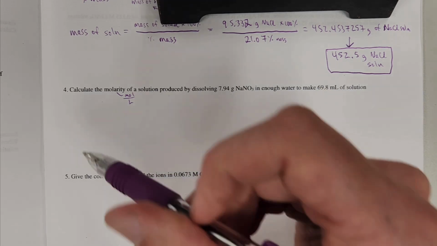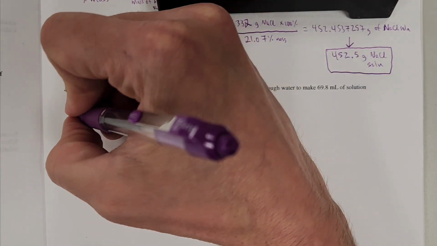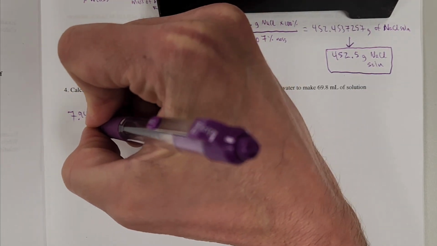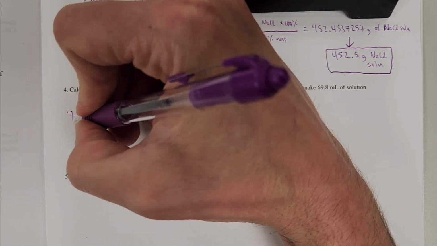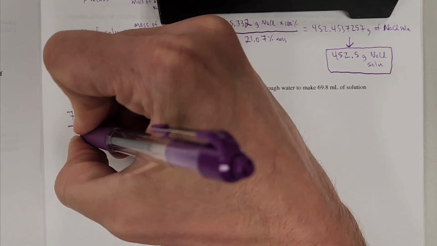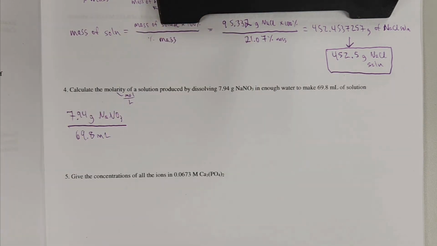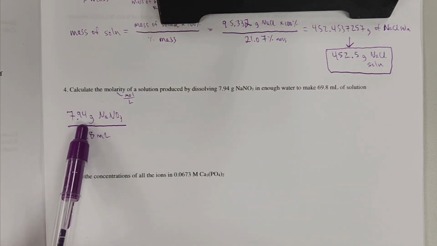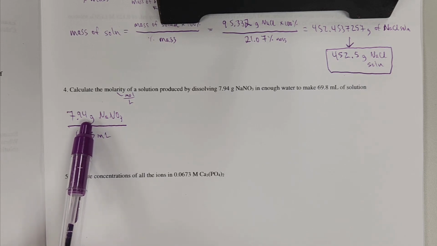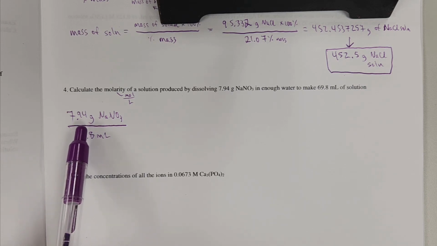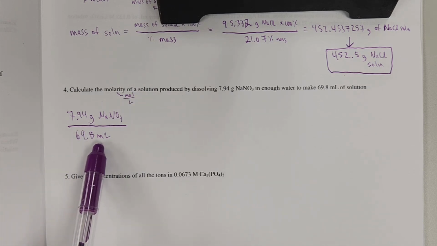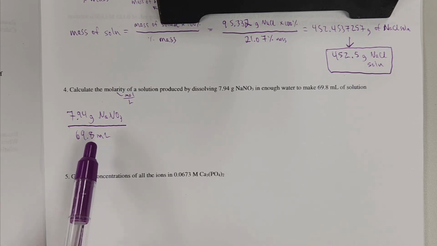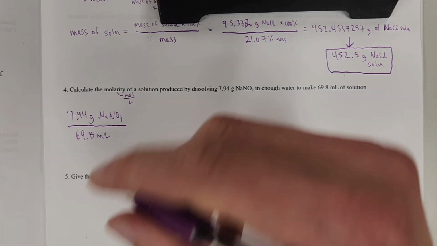So what I'm going to do is take 7.94 grams of sodium nitrate divided by 69.8 milliliters of solution. You want to have a chemical identity by the mass because that will make a big difference depending on what it is. Like different chemical identities make the mass mean very different things when it comes to converting to moles. For the volume, it doesn't really make a difference. Volume is volume no matter what chemical identity. So that's why I left off the chemical identity here. But that said, let's move on.